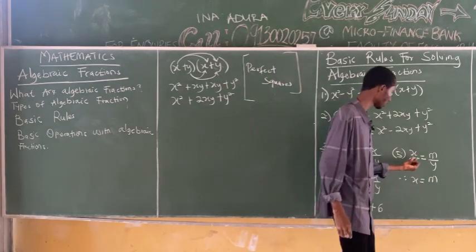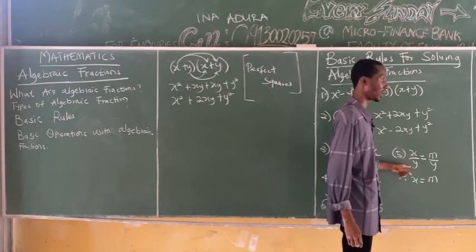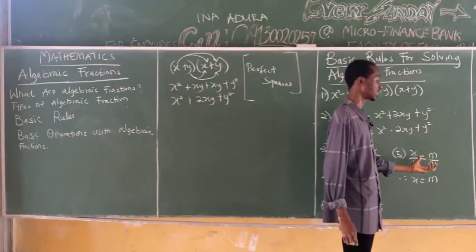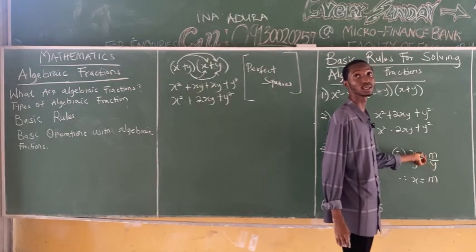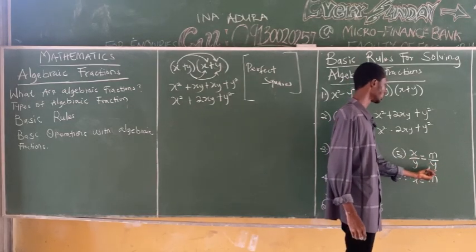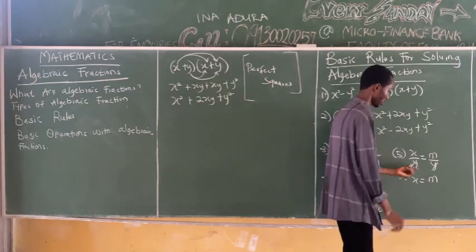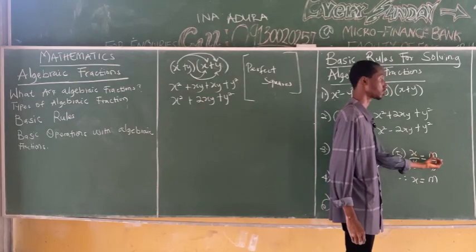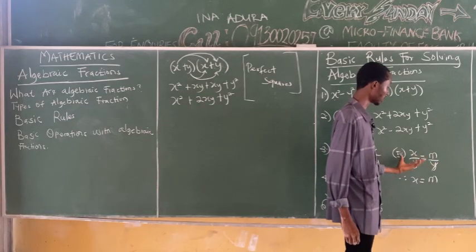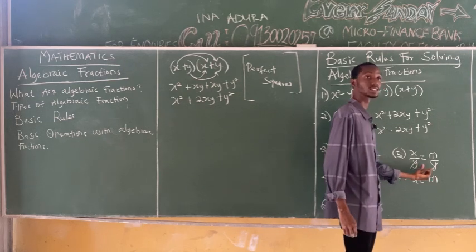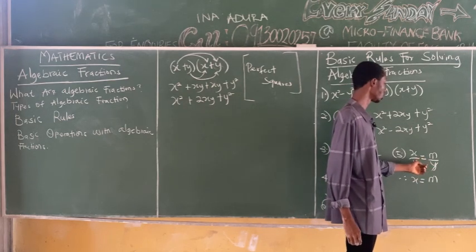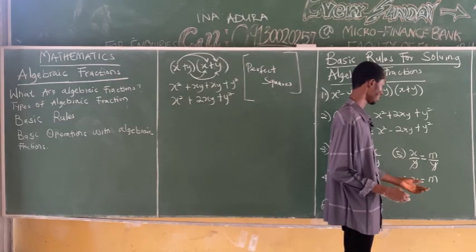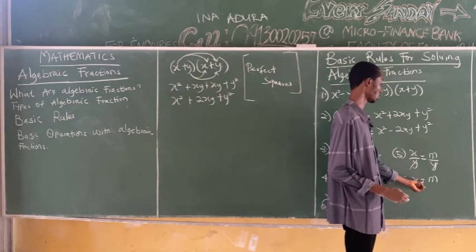The fifth one says x over y is equal to m over y. When you have an expression like this and you see an equality sign, all you need to do is to pick the denominator, they cancel out, and then you're left with what? X is equal to m. When you have an expression like this and the denominators are the same, equating each other, all you need to do is to cancel them out, which gives us x is equal to m.